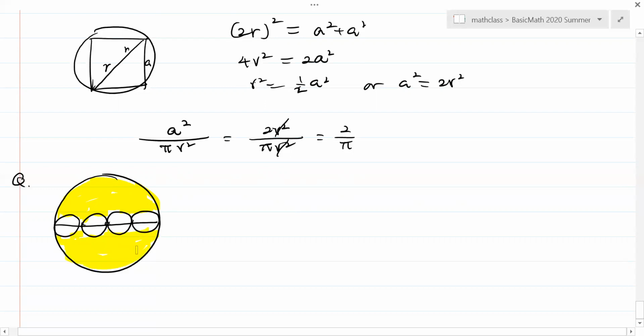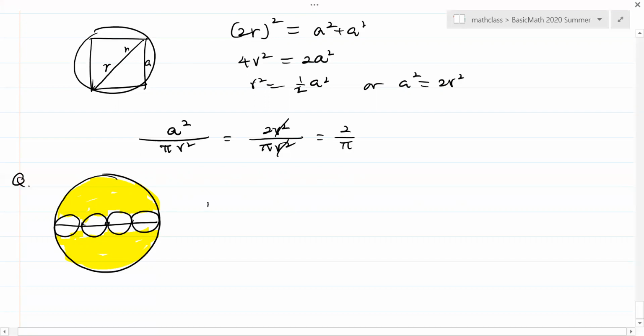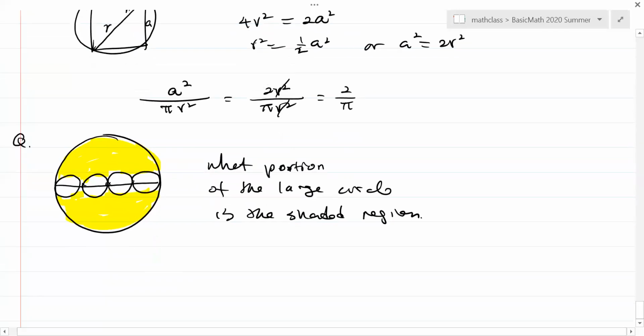So my question is, what portion of the larger circle is a shaded region? Okay. So you have to find the ratio of the area of the shaded region to the area of the circle.